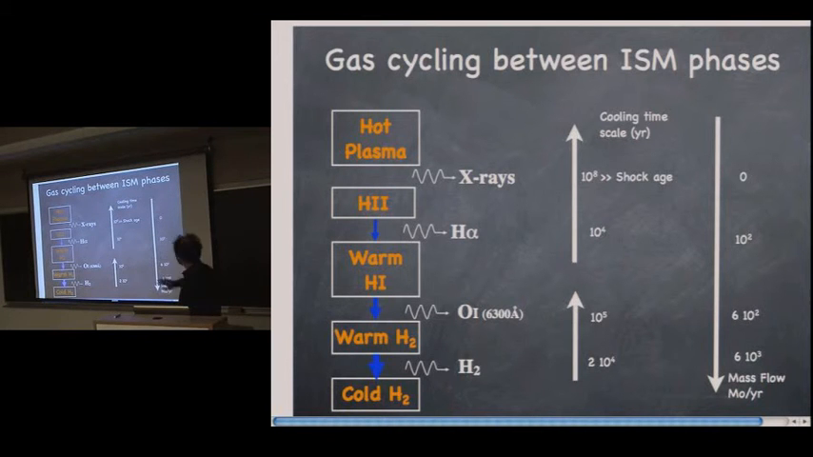But in the end, what the observations imply is a continuous circulation of the gas through these mass reservoirs, and this is part of this energy cascade down to very small scales. So to account for the molecular hydrogen emission, we need shocks of about 10, 20 kilometers per second. This is two orders of magnitude smaller than the initial shock velocity.